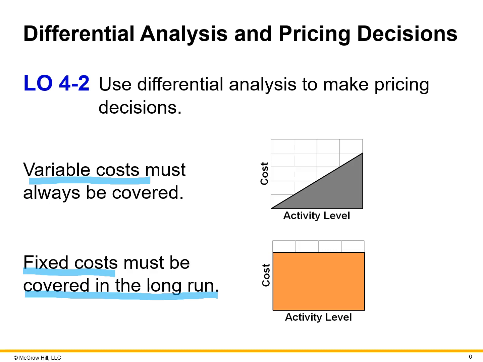So if your burger costs you $2 in variable cost and you sell it for $4, you make a $2 contribution margin, and then you have to figure out how many burgers you need to sell in order to cover your rent. So again, the first battle is to make sure that your variable costs are covered. But the second battle, which is just as important, is that your fixed costs have to be covered in the long run.